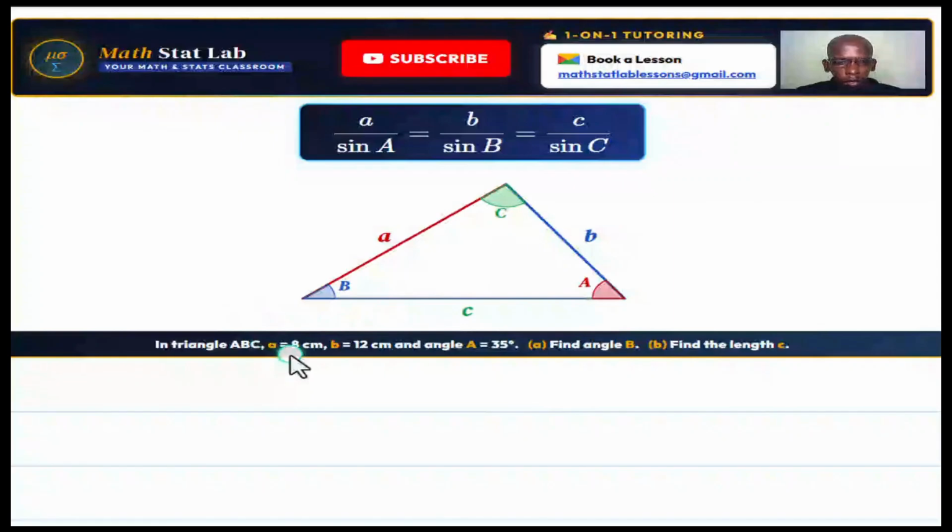In this question you are told, in triangle ABC, a is 8 centimeters, which of course means this side here. Then you are told b is 12 centimeters, meaning this side here. And then you are told angle A, which is this angle here, is 35 degrees. Then you are told to find angle B, which is this angle here, and also to find the length of c, which is of course the length of this line here. So the first thing we need to do is look at what we are given.